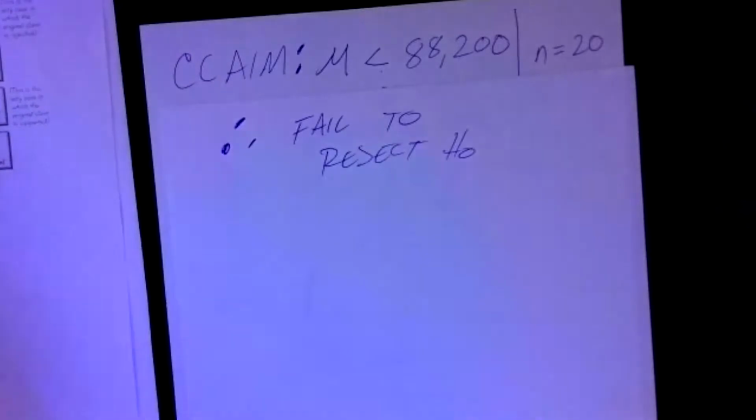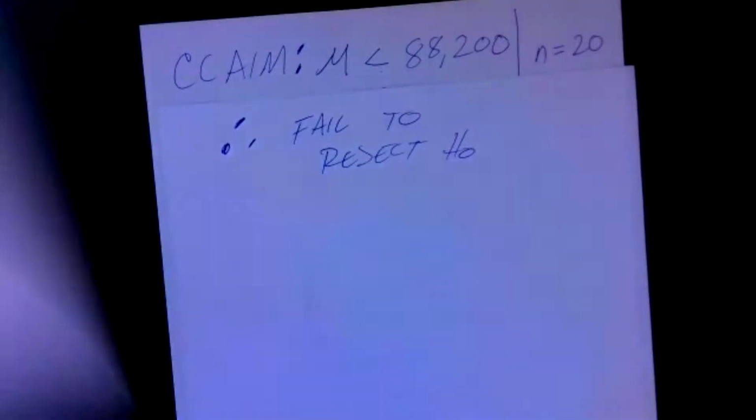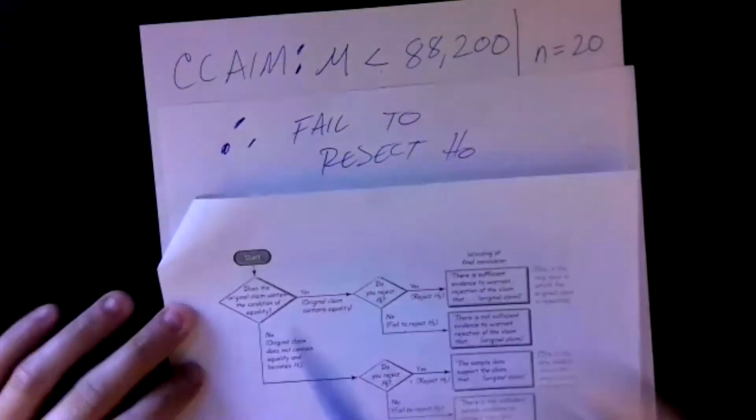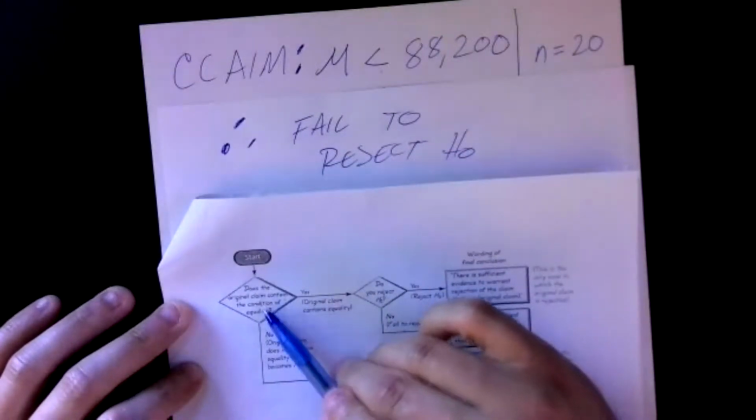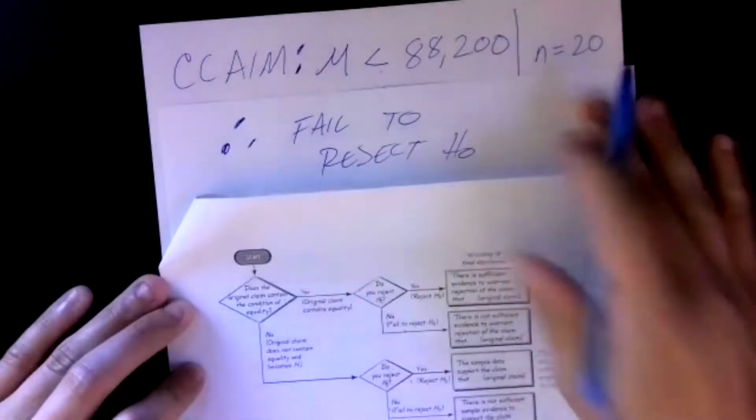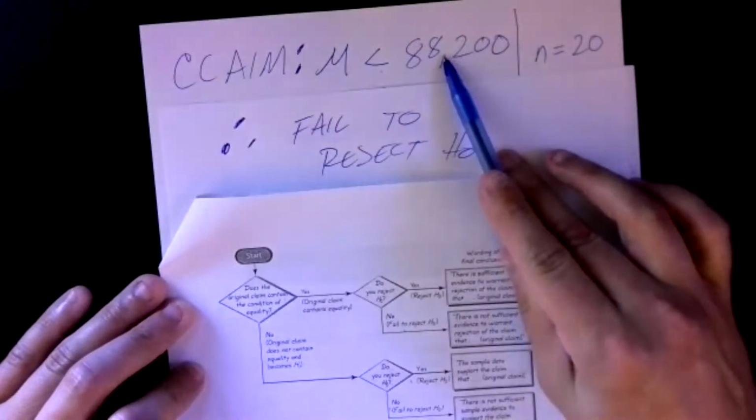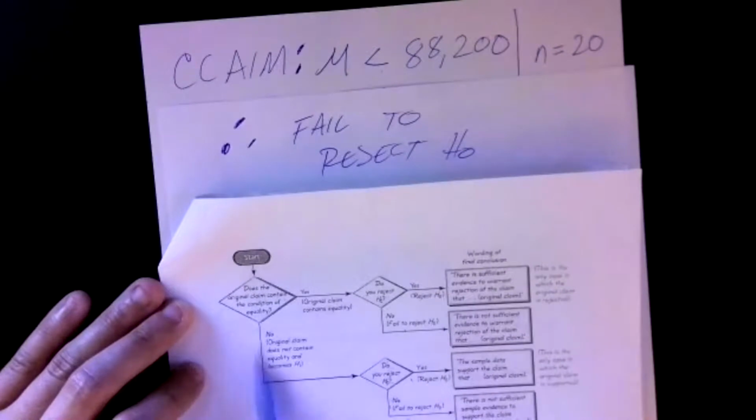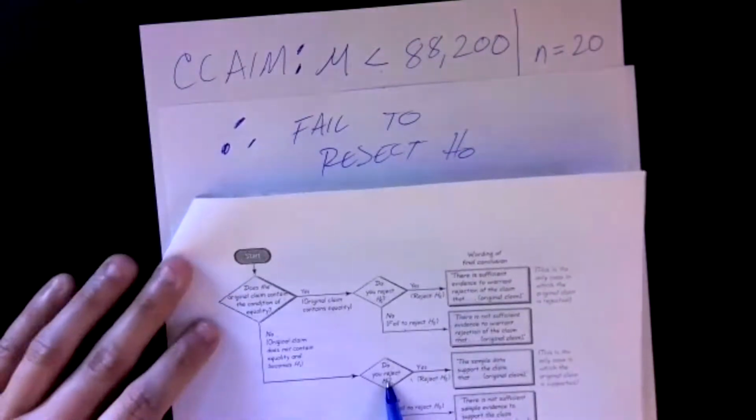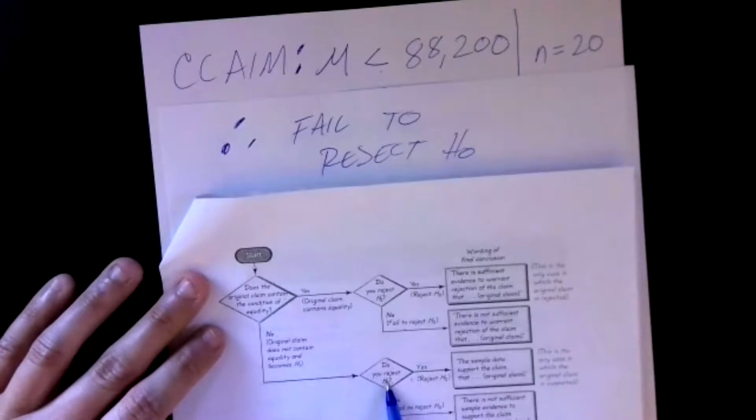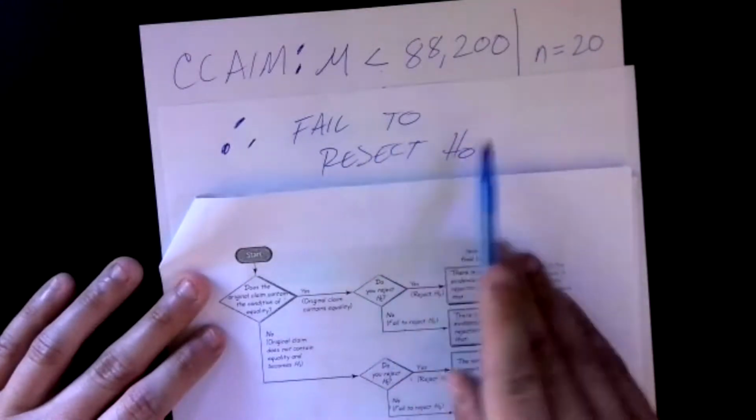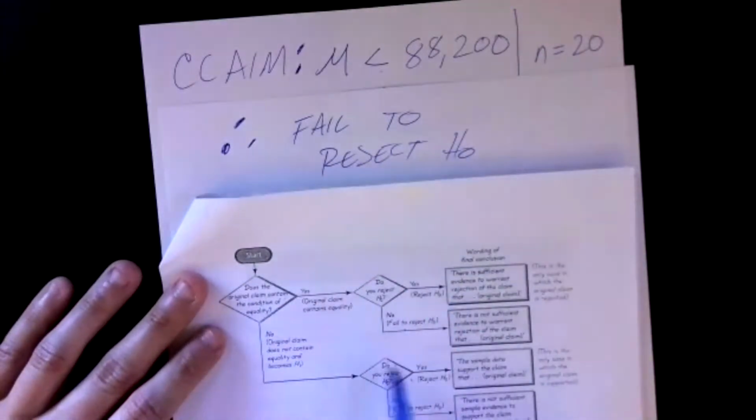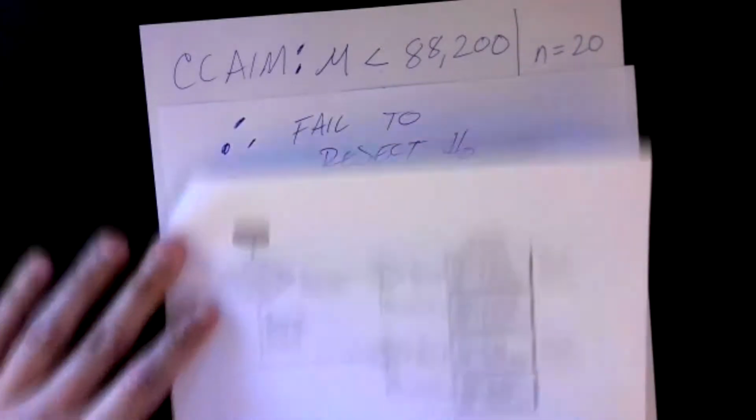For our conclusion, go to your hypothesis testing diagram. Does the original claim contain the condition of equality? Well, the claim does not contain equality, so the answer is no. Take the lower path. Do you reject the null hypothesis? No, we fail to reject the null hypothesis. So we go down. There is not sufficient sample evidence to support the claim.